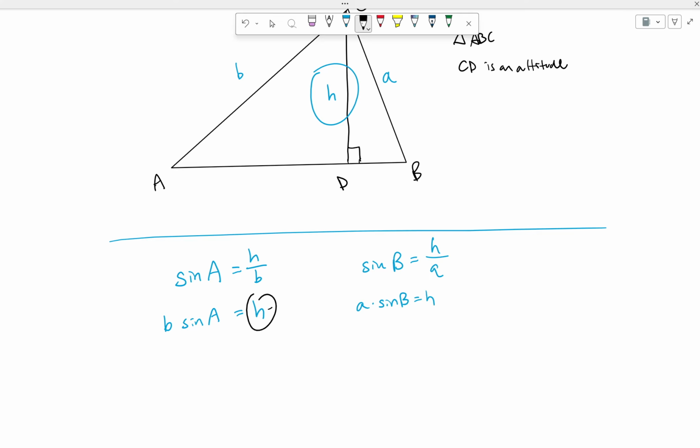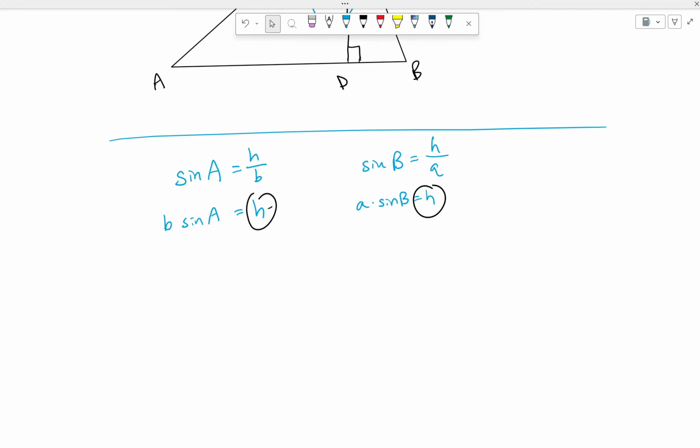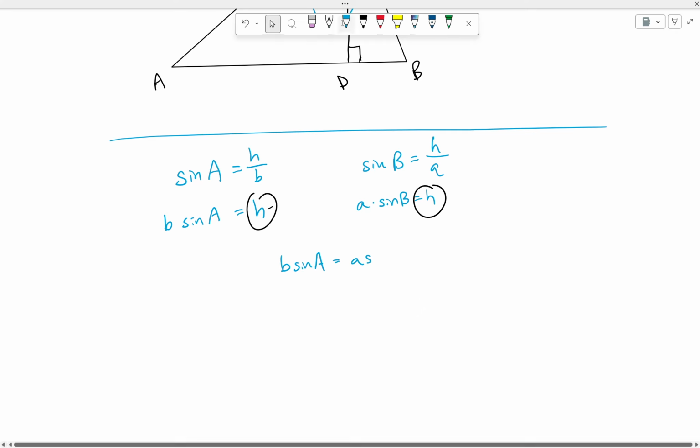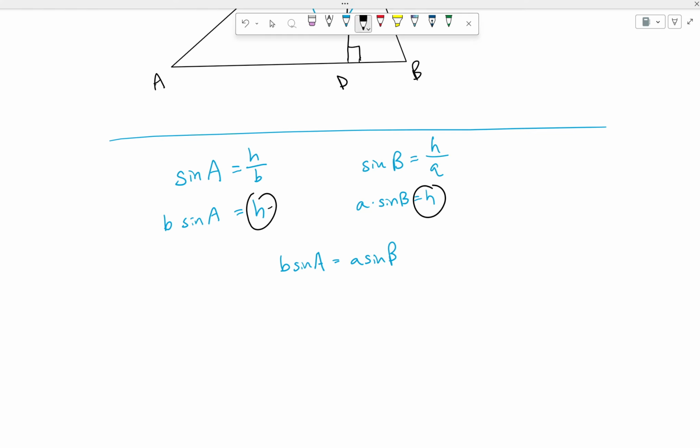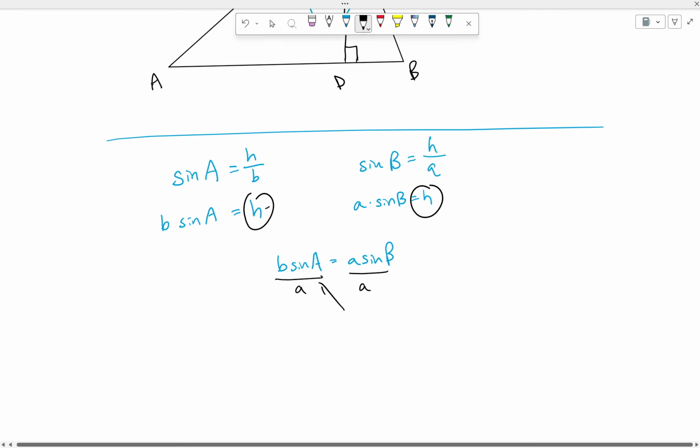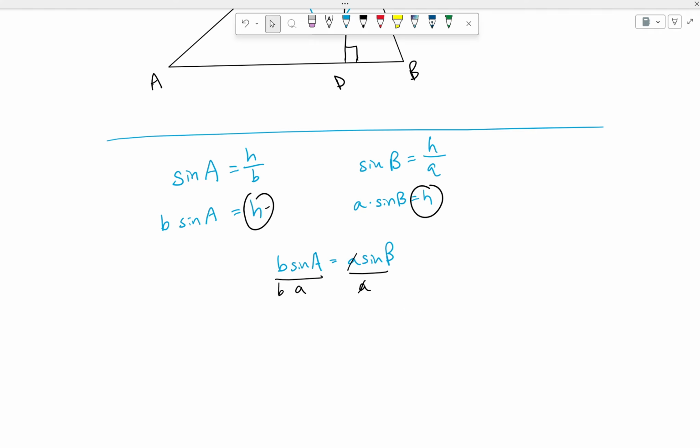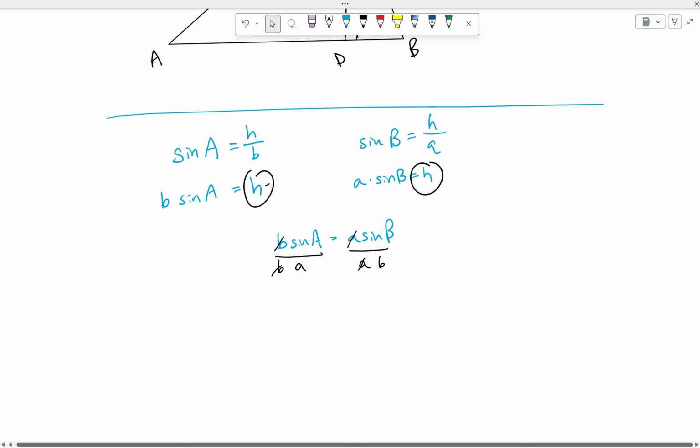Now, take a look at this algebraically. Both things are equal to h, so therefore they are equal to each other. So I can say that b times the sine of A is equal to a times the sine of B. Now, I can do a little algebraic work here, and let's say I want to divide by a on both sides, just to get the a's all collected over here. That's going to factor these out. And simultaneously, I could also divide by b on both sides, because as long as I do it to one side, I'll do it to the other. So it's going to factor that out on the left.